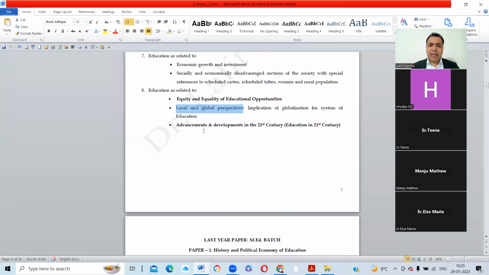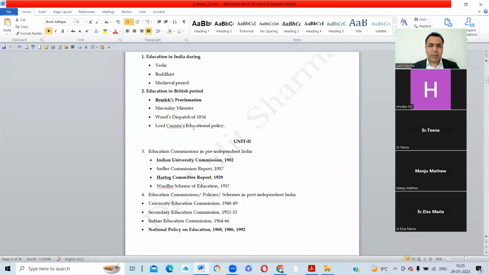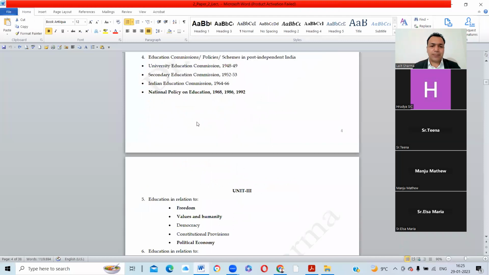Local and global perspective and advancement and development in the 21st century, education in the 21st century. Okay, so this is our syllabus. Very swiftly, we have seen the syllabus. So guys, it is a good practice to see your syllabus. The main thing is to learn your syllabus. Syllabus should be at your fingertips. You should know that you are going to appear in paper 2, history and political economy of education. You know what the syllabus is in unit 1, unit 2, unit 3 and unit 4. Actually, you will get more confidence if you know the syllabus, right, guys? So what is the examiner asking?